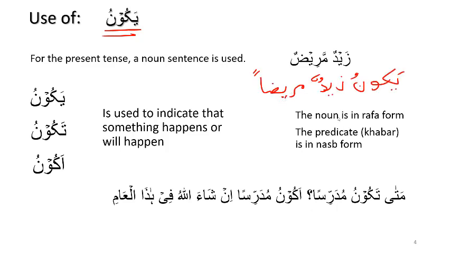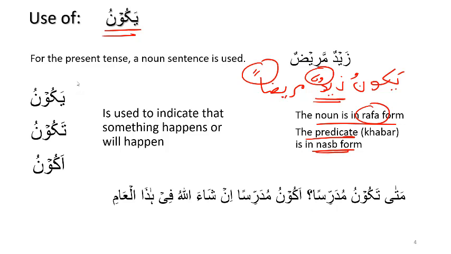And as with kana, the noun is in rafa form. So the noun of yakunu is Zaidun, that is in rafa form. And the predicate is in nasab form. So maridan is the predicate or khabar. This is in nasab form.